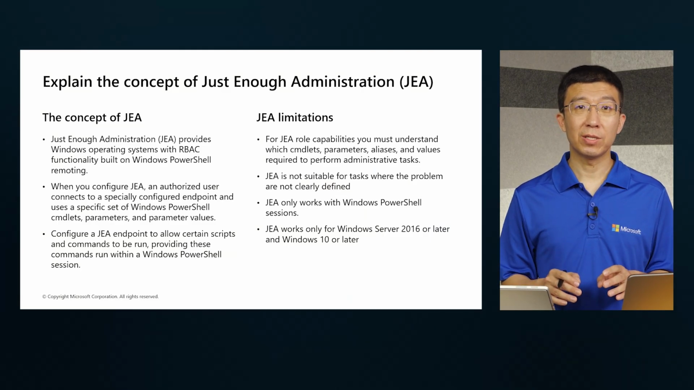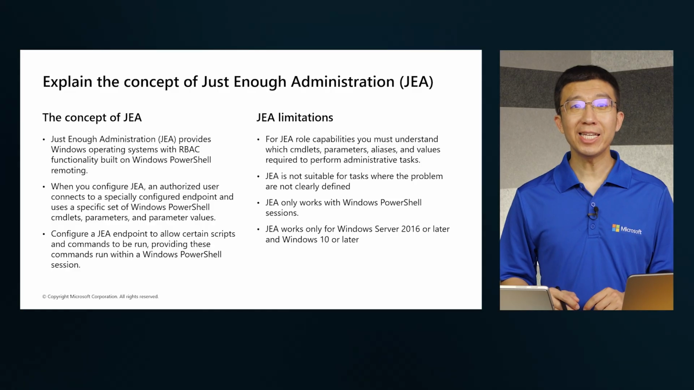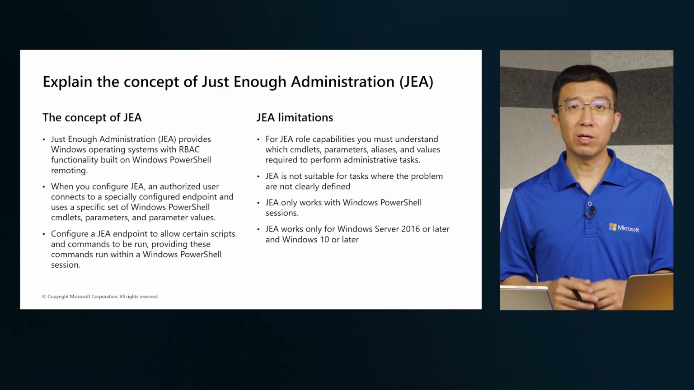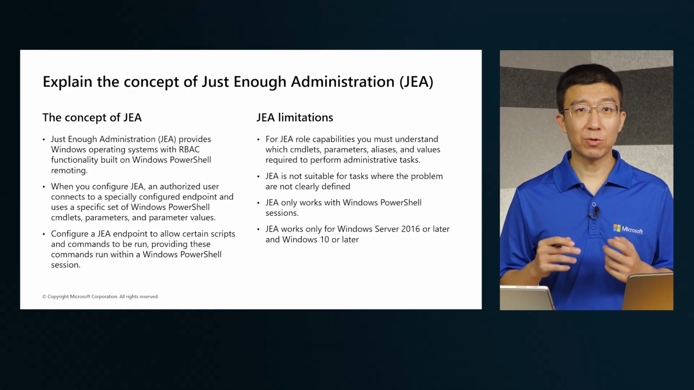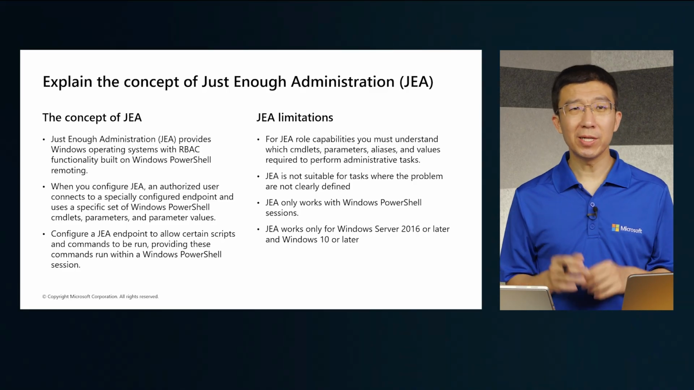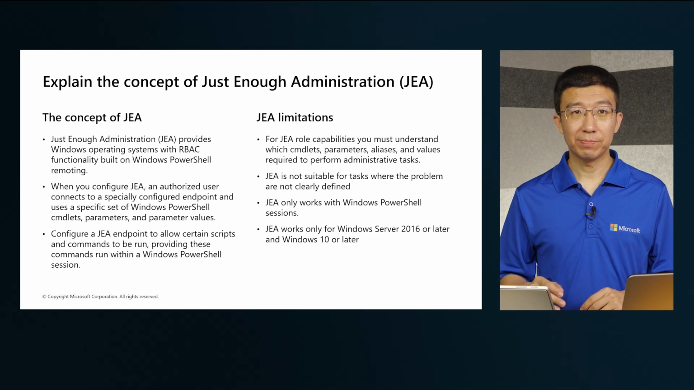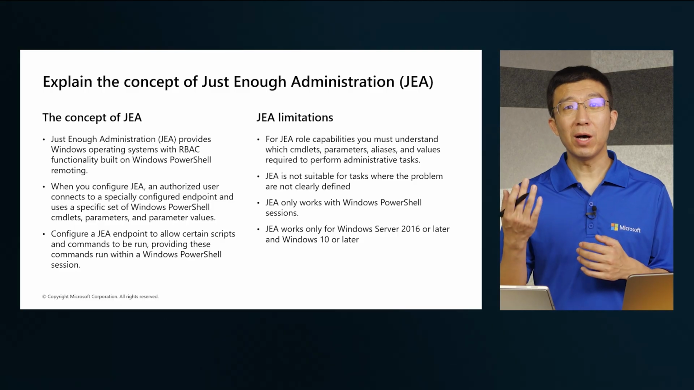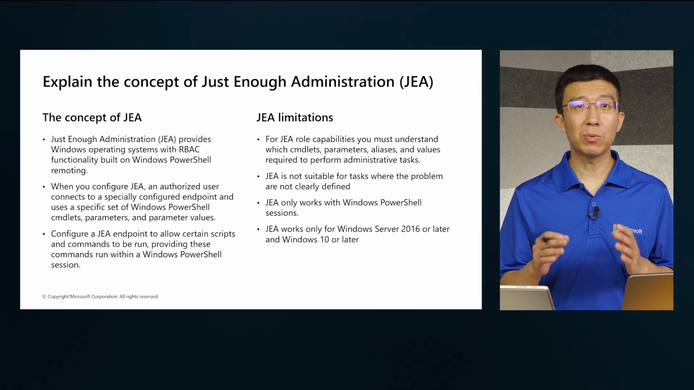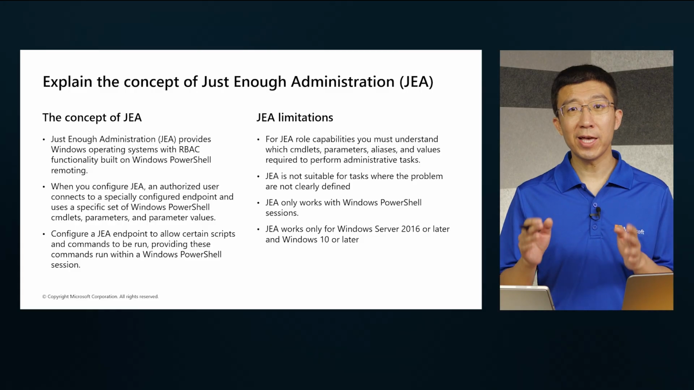Just Enough Administration brings role-based access control, RBAC, to Windows PowerShell remoting. With JEA, you configure special endpoints that allow authorized users to run only specific cmdlets, scripts, or commands, nothing else. This means you can grant someone the ability to restart services or manage DNS without giving them full admin rights. JEA is ideal for well-defined, repeatable tasks, but not for open-ended troubleshooting. It only works with PowerShell sessions on Windows Server 2016 or later, and Windows 10 or later.